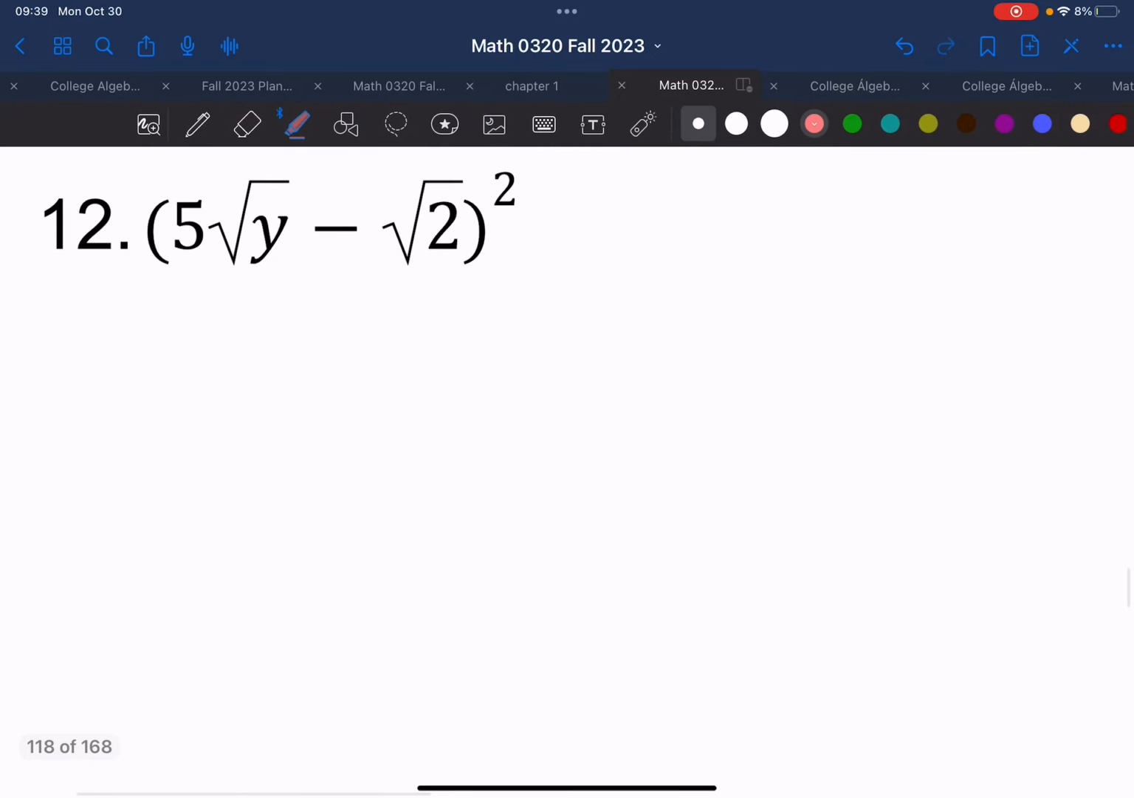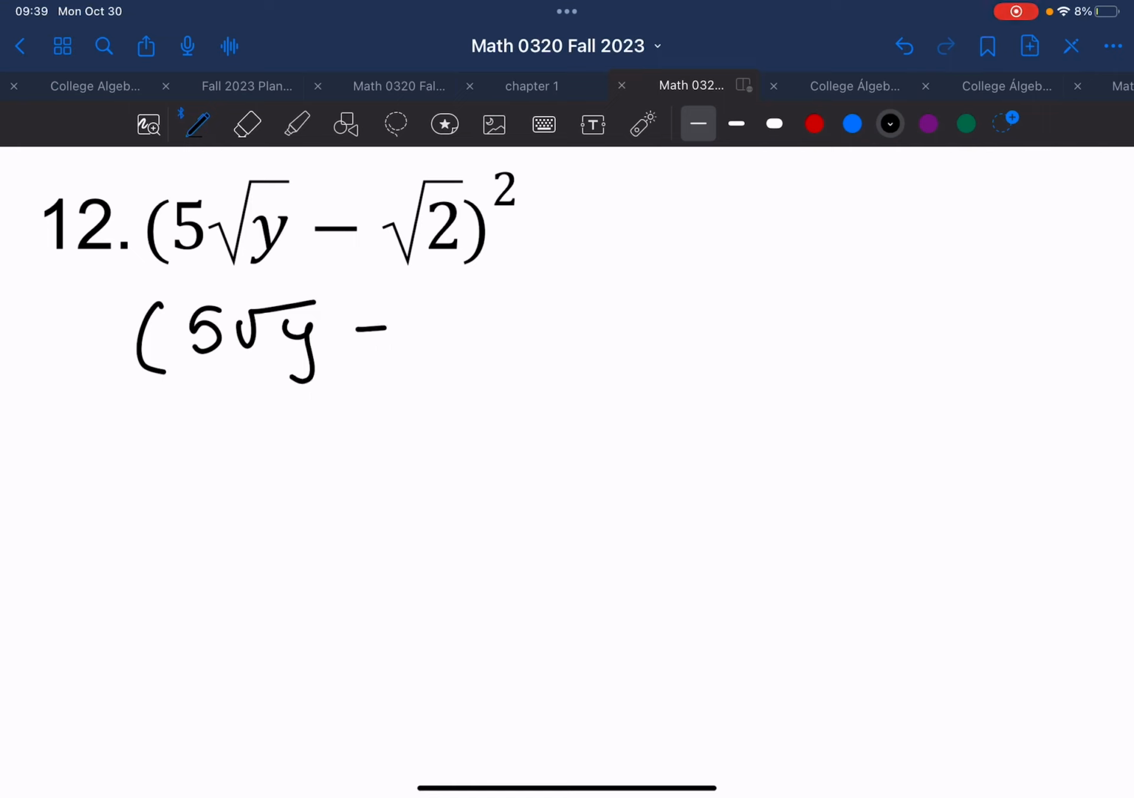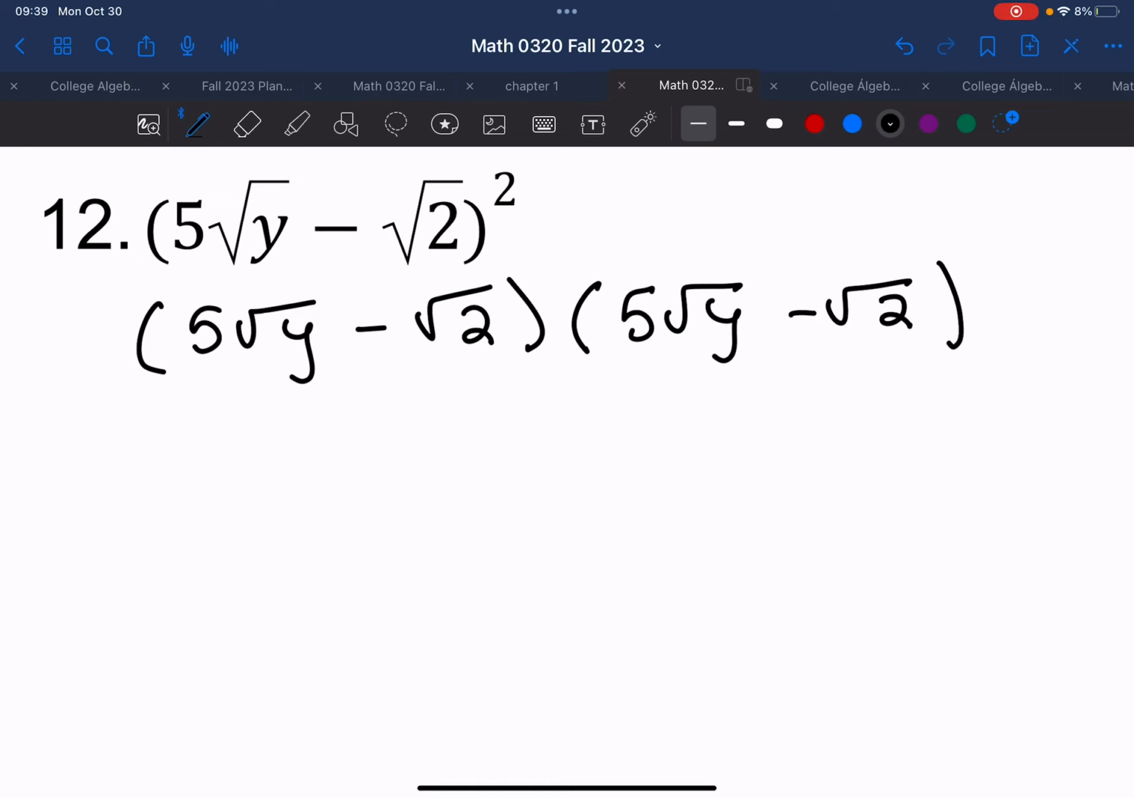Okay, what are we going to do on number 12? Write it twice. So I have 5 square roots of y minus the square roots of 2 times 5 square roots of y minus the square roots of 2. I wrote that parenthesis 2 times. And that tells me I'm going to use what method? FOIL method.